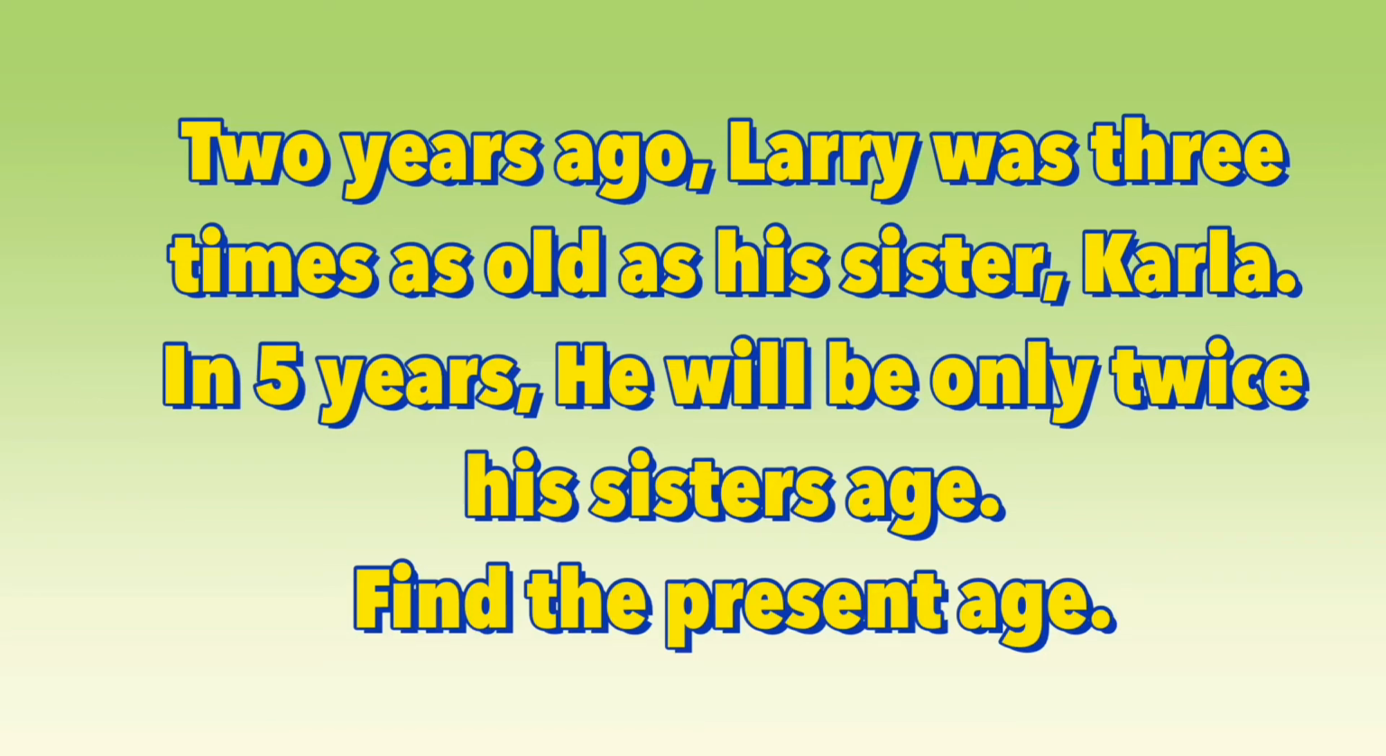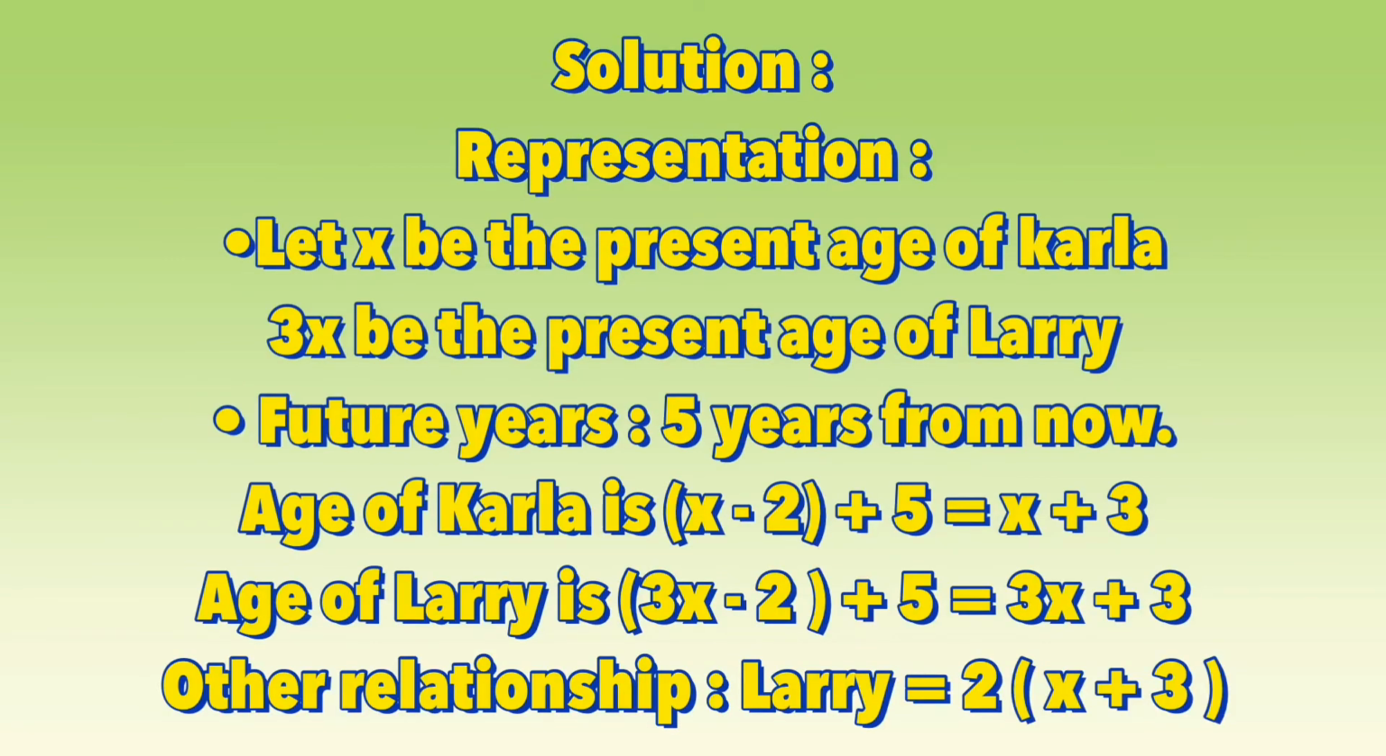Our solution starts with the representation. We're going to assume that x is the present age of Carla and 3x is the present age of Larry. Then we have to consider the past years stated in the problem: 2 years ago. When we encounter past years, we subtract from the present age. That's why the age of Carla is x minus 2, and the age of Larry is 3x minus 2.